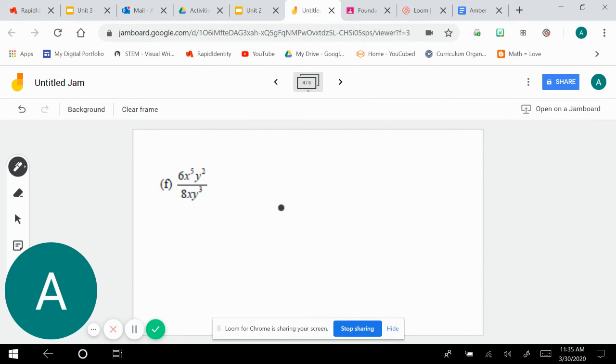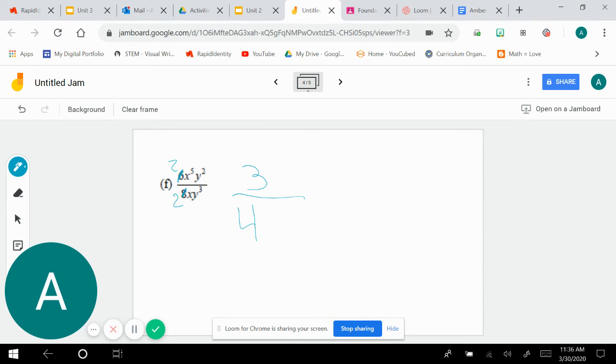Now we have the quotient rule. Quotient means to divide, and when we divide, we always subtract the exponents. It's the exact opposite of multiplying, where we add exponents. So I'm going to do each one separately. So 6 and 8 are coefficients. You do not subtract them. They're not exponents, they're coefficients. So with those, you do a regular fraction. You simplify the fraction. 6 over 8, I can't simplify to a whole number, so I just simplify the top and bottom. So 6 divided by 2 is 3. 8 divided by 2 is 4. So now my coefficient is 3/4.